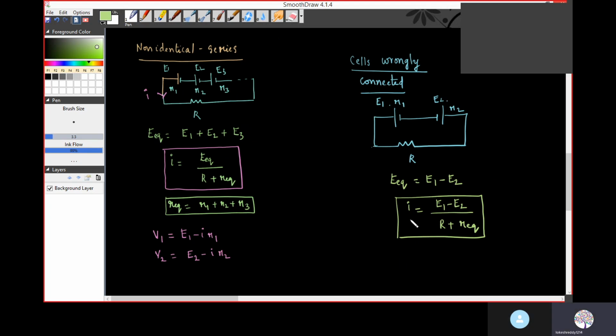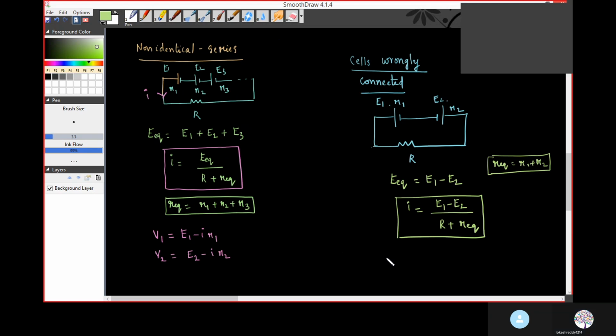Now here these are wrongly connected. Wrongly connected means the negative terminal is connected to the negative terminal. So R equivalent will be equal to R1 plus R2 here. Even if it is wrongly connected, the value of R equivalent will be R1 plus R2.